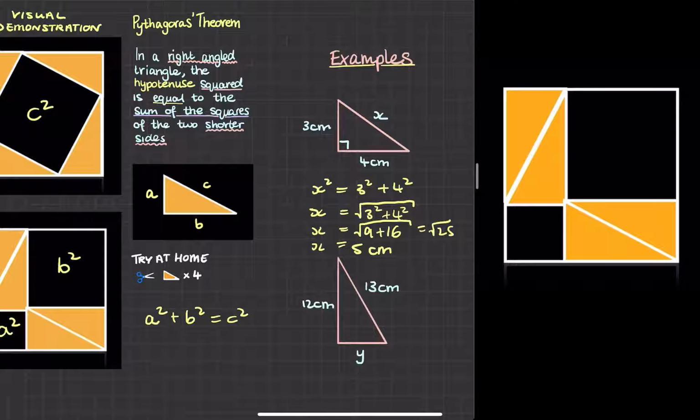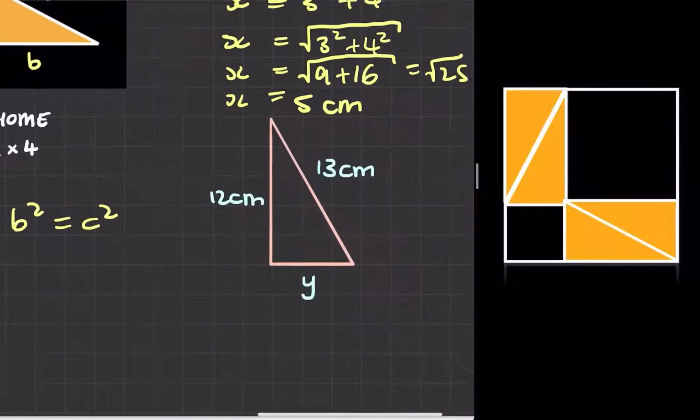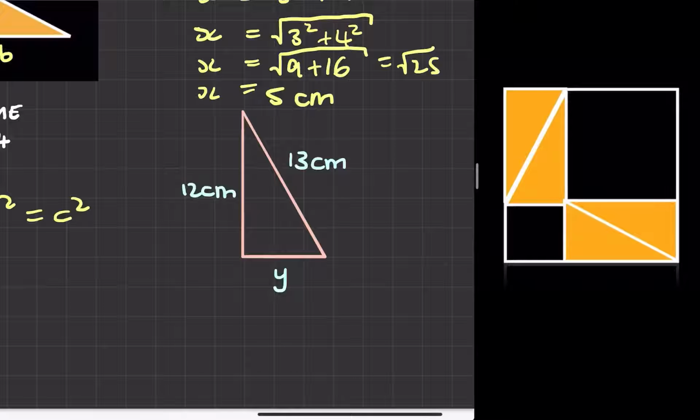Okay, I could do the same for the next triangle down here. So remember, we're going to write out Pythagoras' theorem again. So the hypotenuse squared. The hypotenuse now is this length here, so that's 13. So 13 squared is equal to the sum of the squares of the two shorter sides. So this side squared plus this side squared. So 12 squared plus y squared. And now you might have to do a little bit of rearranging. Think about your fact families.